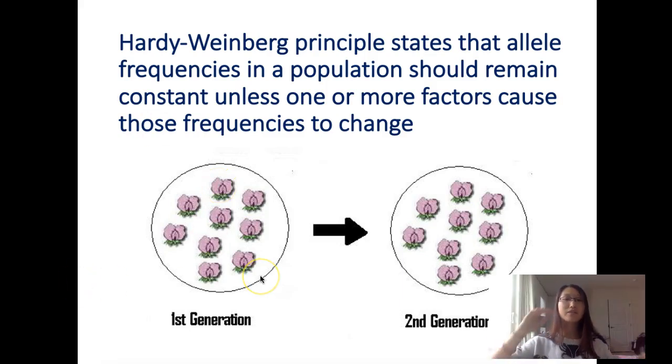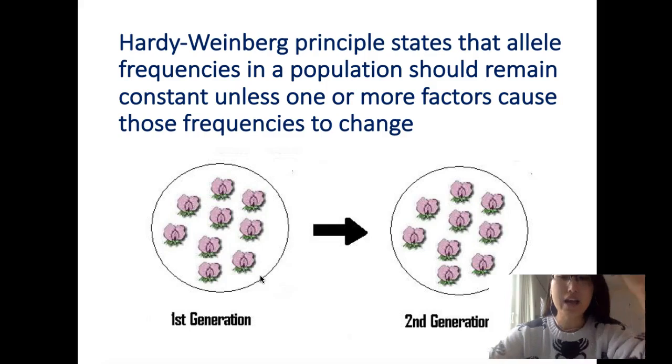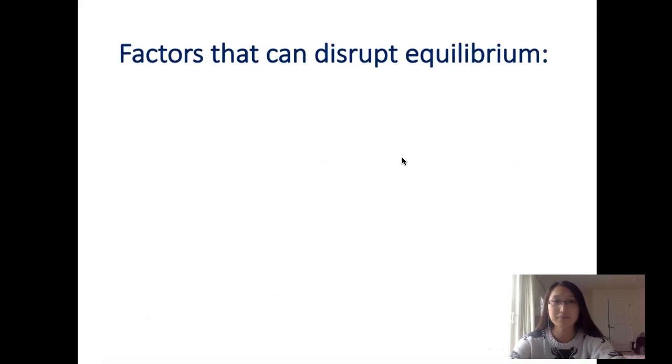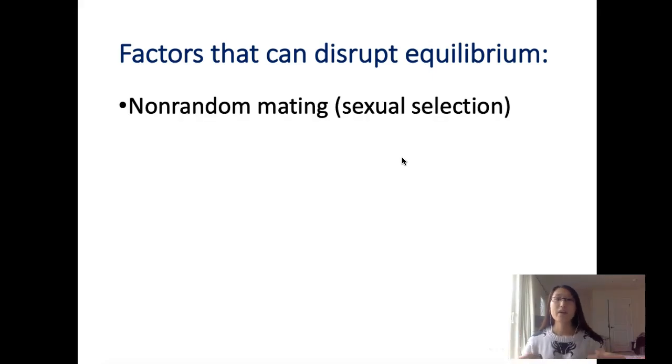So if your first generation looks exactly like the second generation and the allele frequencies are exactly the same, we say this population is staying in Hardy-Weinberg equilibrium. Now, here are factors that can disrupt equilibrium, meaning that if you have the opposite of the factor, that means your population will stay in Hardy-Weinberg equilibrium. You will not change. So here's the first one.